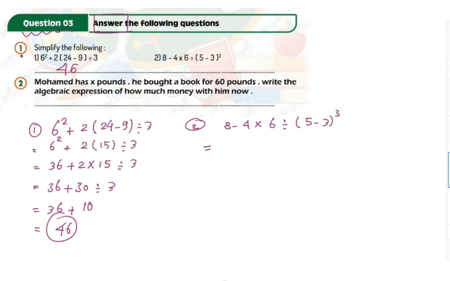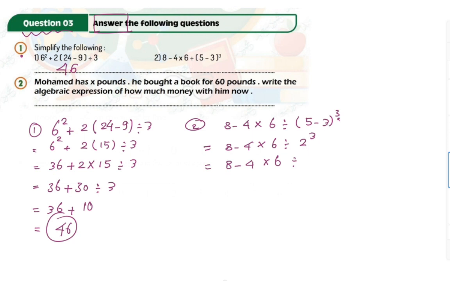How to solve? Now you have some operations and parentheses. This parentheses has exponent 3. Now do the parentheses and the exponent. So 8 minus 4 by 6 divided by what? 5 minus 3 equals 2. 2 to the power 3, this power. Now you have 8 minus 4 by 6 divided by 2 to the power 3. After parentheses, do what? Do the exponent, don't forget.